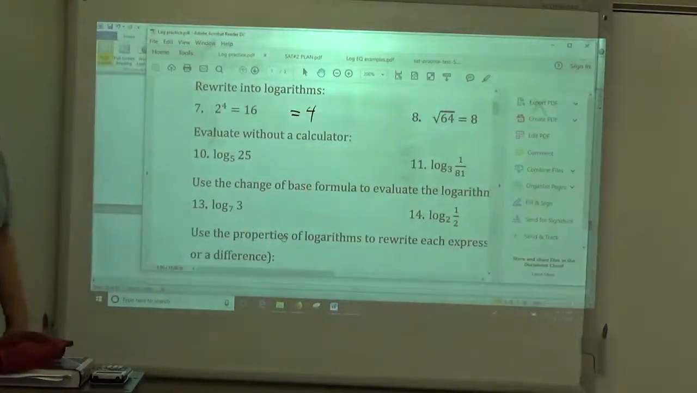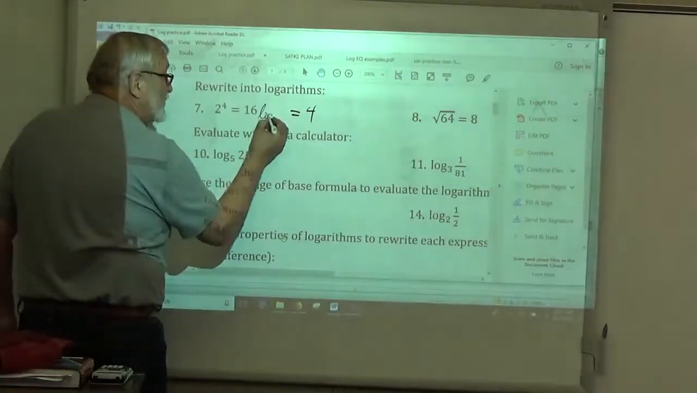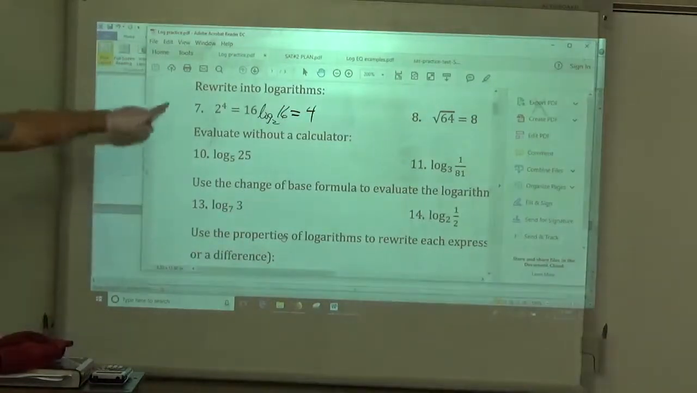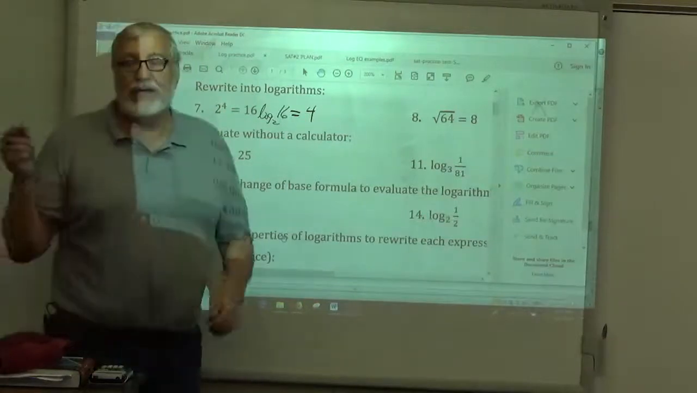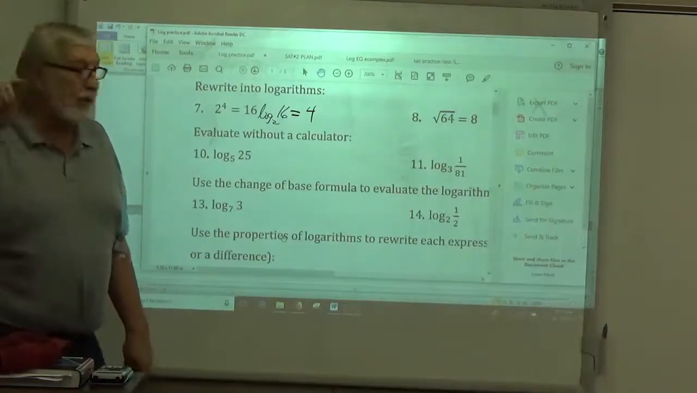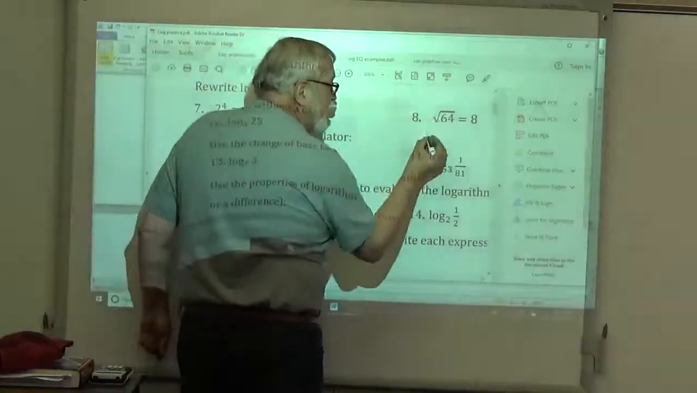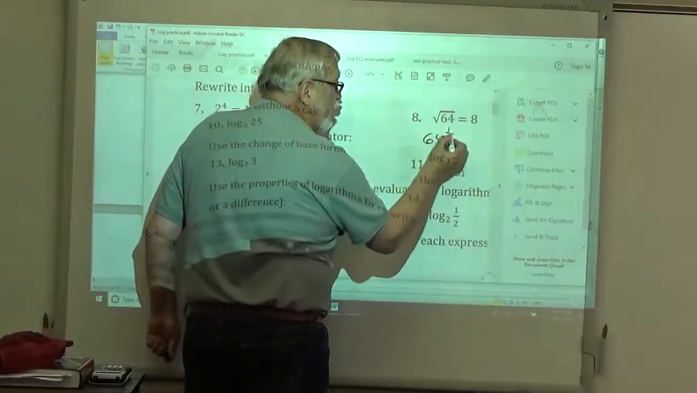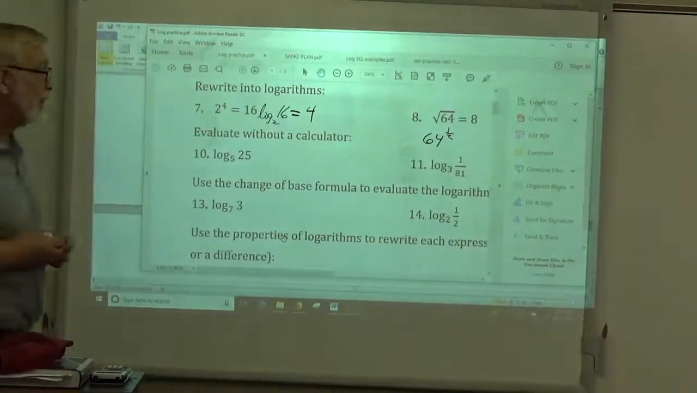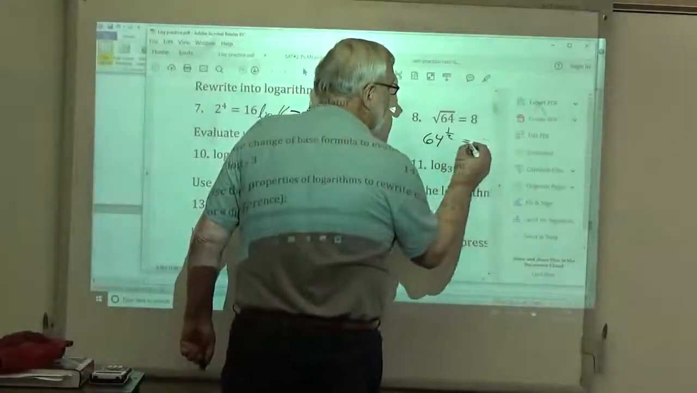What equals 4? Log base 2 of 16. And that's all you have to do, because that's all it asks you to do. Now, the next problem has a twist in it, because you were not told specifically to remember that this is 64 to the 1/2 power. A square root is the 1/2 power.